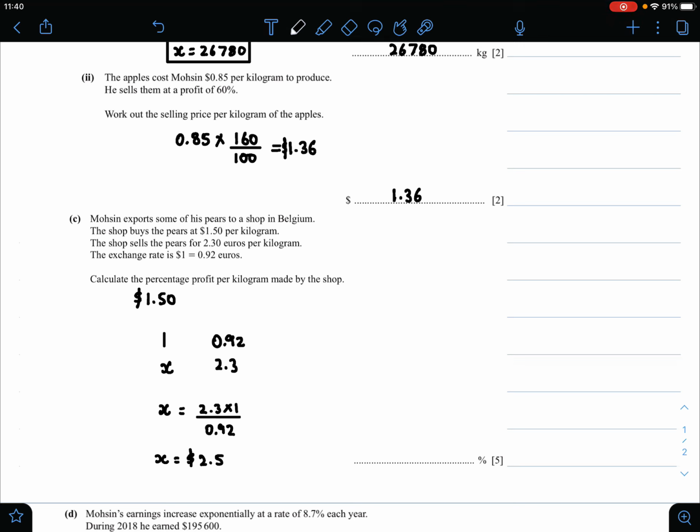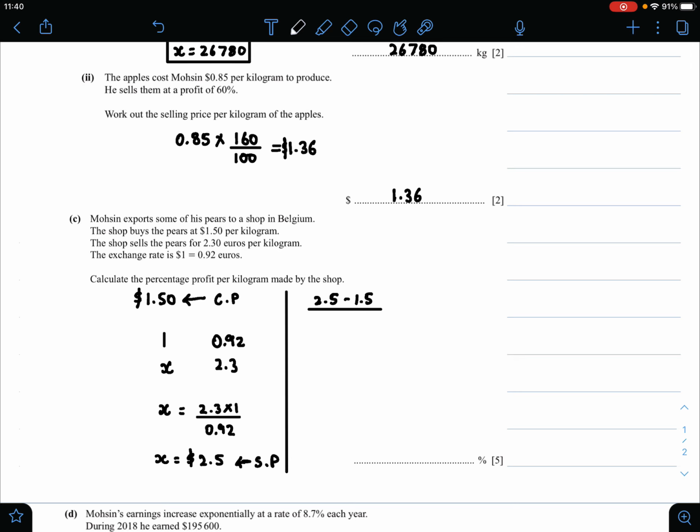Now, this is your selling price. You can just label it as selling price. Yeah. Now, your selling price is 2.5. This is your cost price. And so, your profit would be your selling price minus the cost price, so minus 1.5.